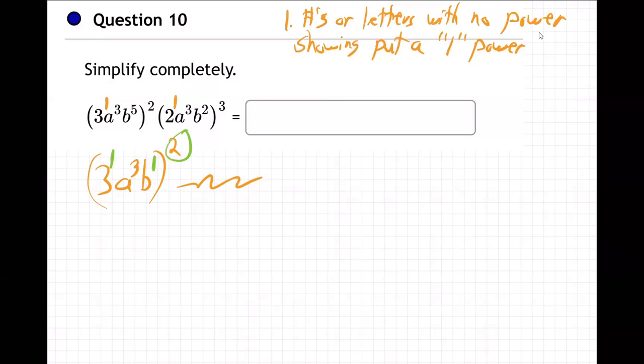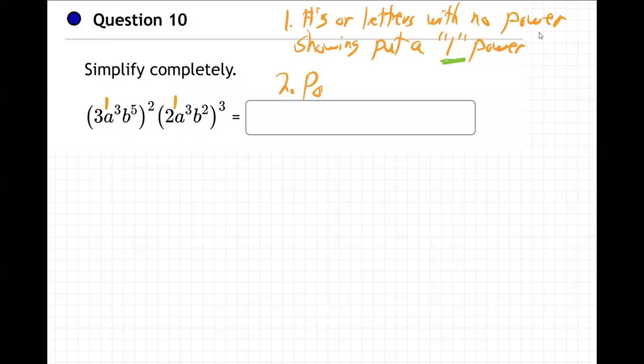You think, well, what about the 2? The 2 is the power over everybody, and we're going to multiply him to everybody in a minute. But the B first has to have his own power, and the 3, everybody has to have their own power first. And so if anybody doesn't have their own power showing, it's really a 1 power because there's 1 of them, numbers or letters. Okay, so that's the first step.